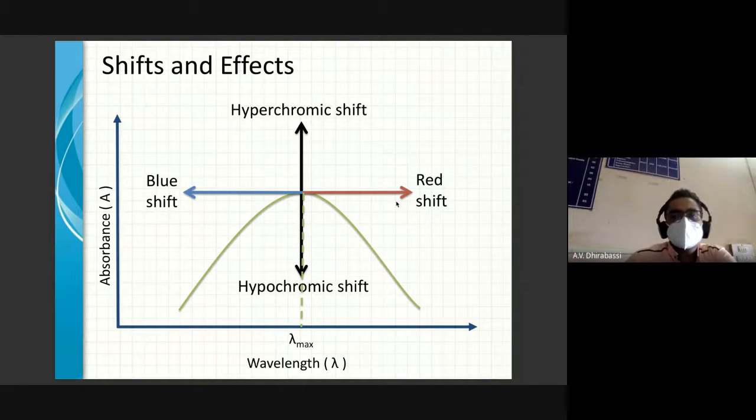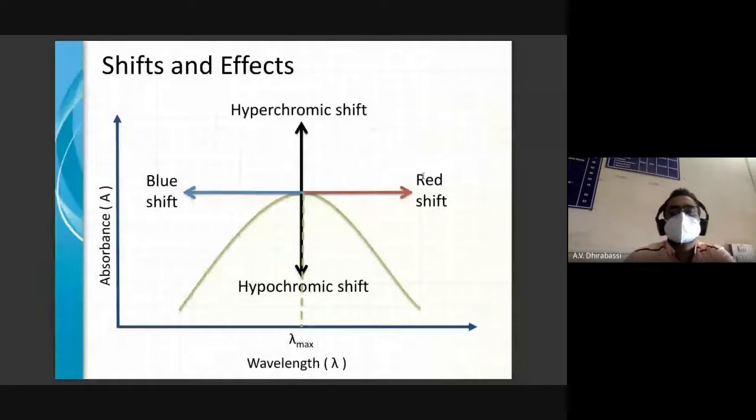Okay. Red shift means it extends the maxima. Hypsochromic, the blue shift, means it decreases the maxima.